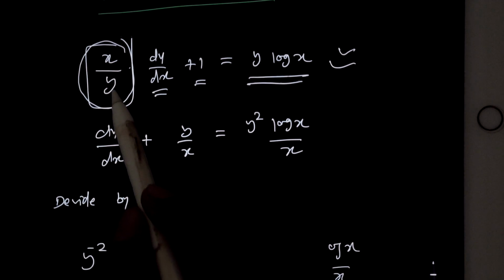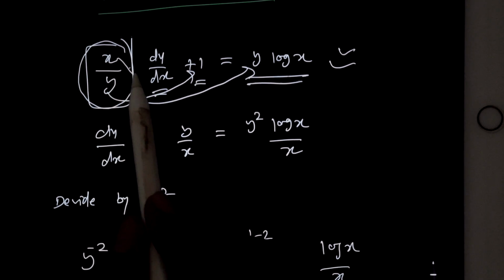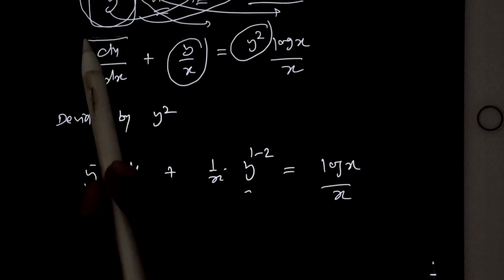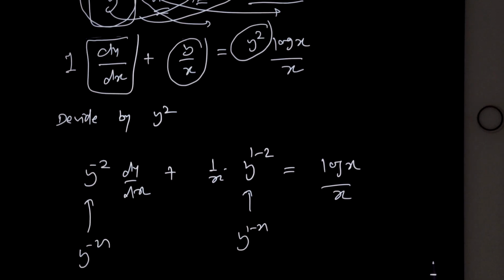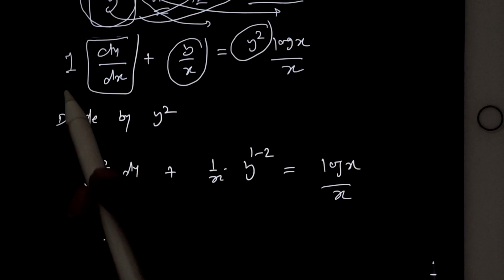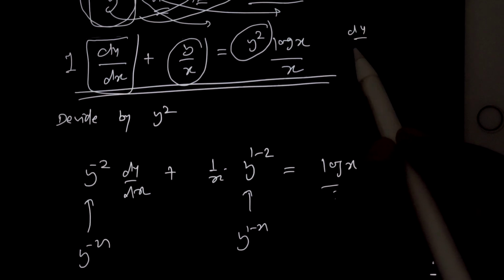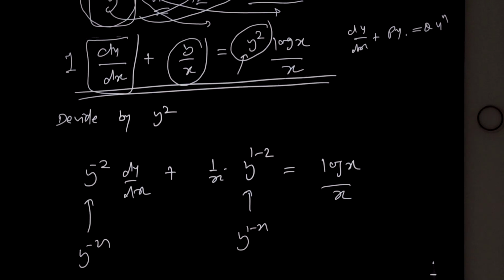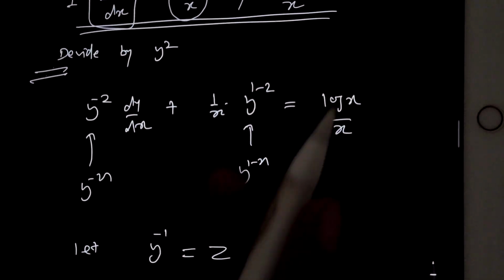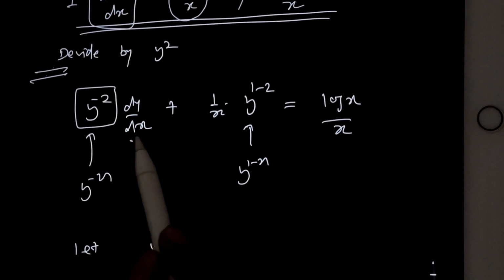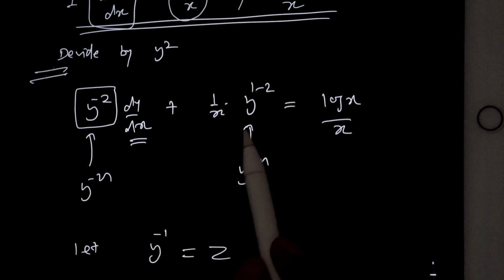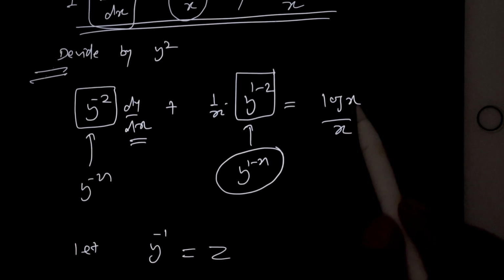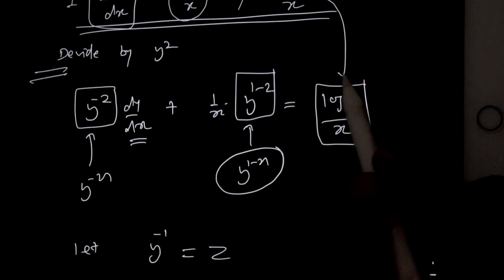Multiply in the opposite direction: multiply y here, and divide by x below. So this will become y by x and y square by x. Now dy by dx is free from any other coefficient; the coefficient is only 1 here. Then you can see it is now visible in the format of dy by dx plus py equals qy power n. So y square is your y power n. So divide throughout by y square. The first term will become y power minus 2 dy by dx as it is, and then here one y will get cancelled. I have written here y power 1 minus n to show you properly, and then log x by x as it is.